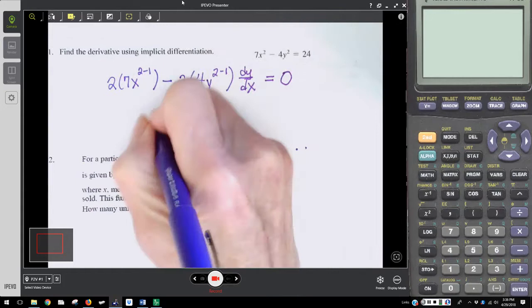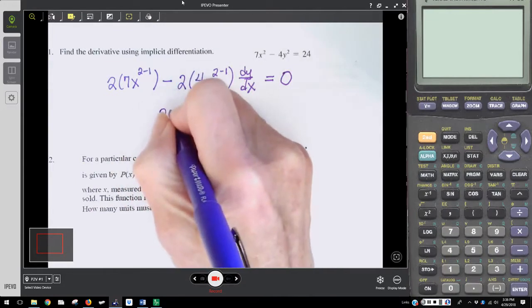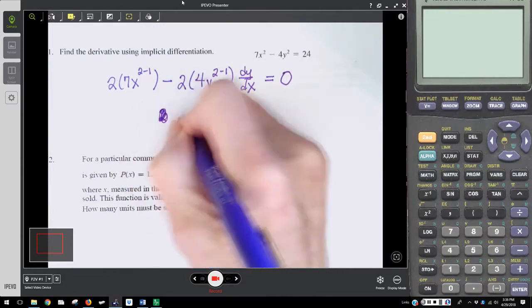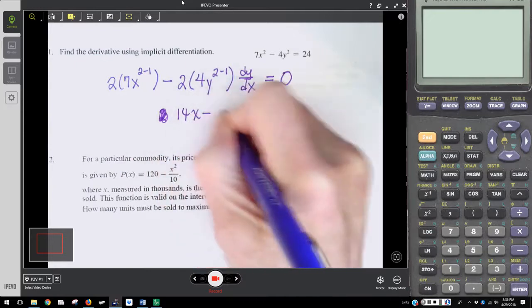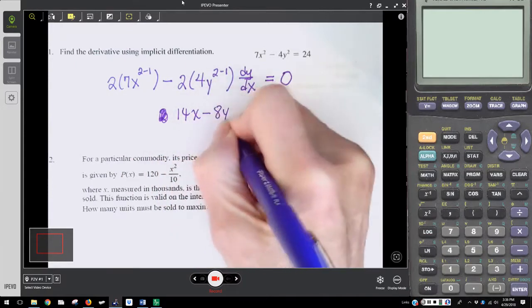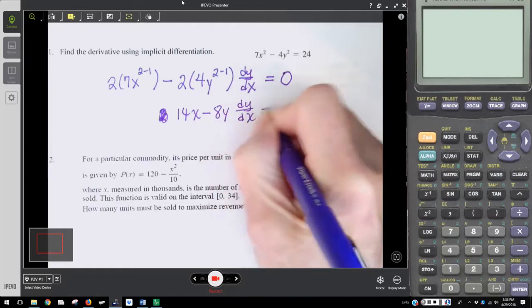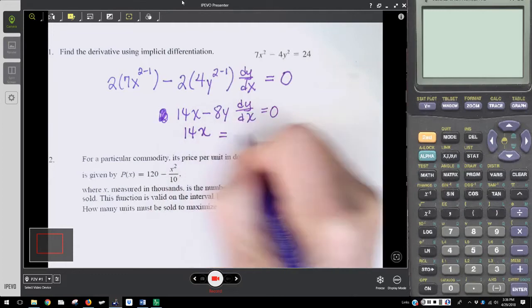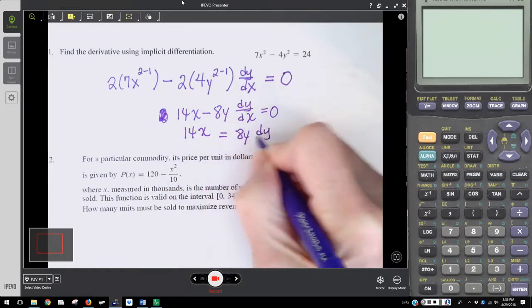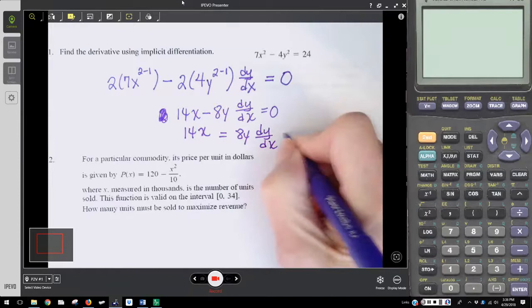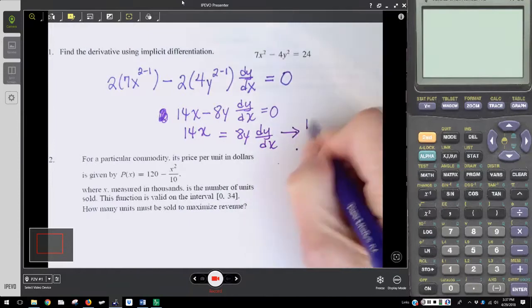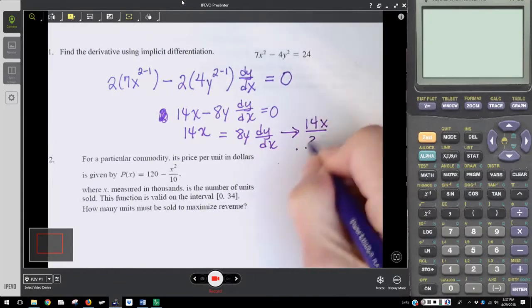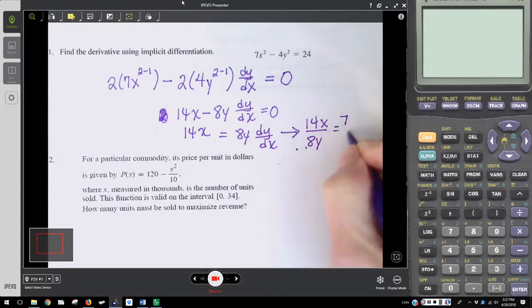So then that tells us that 2 times 7 is 14x, minus 2 times 4 is 8y, dy/dx is equal to 0, which means 14x is equal to 8y dy/dx. Divide both sides by 8y, and you come up with 7x over 4y is equal to dy/dx.